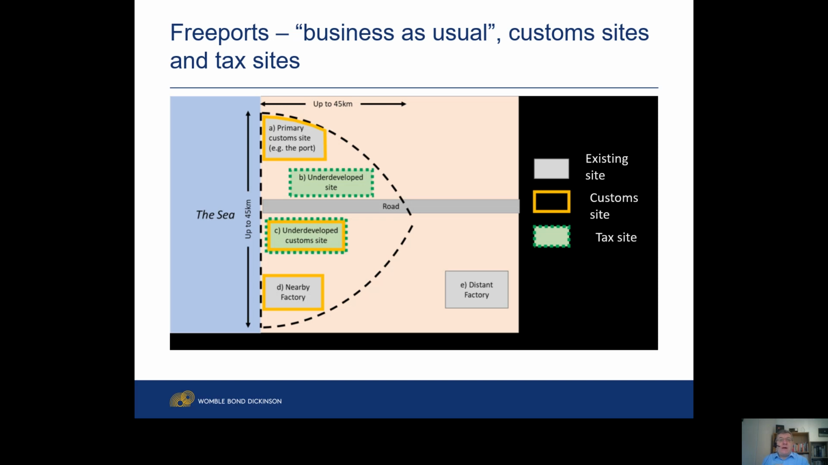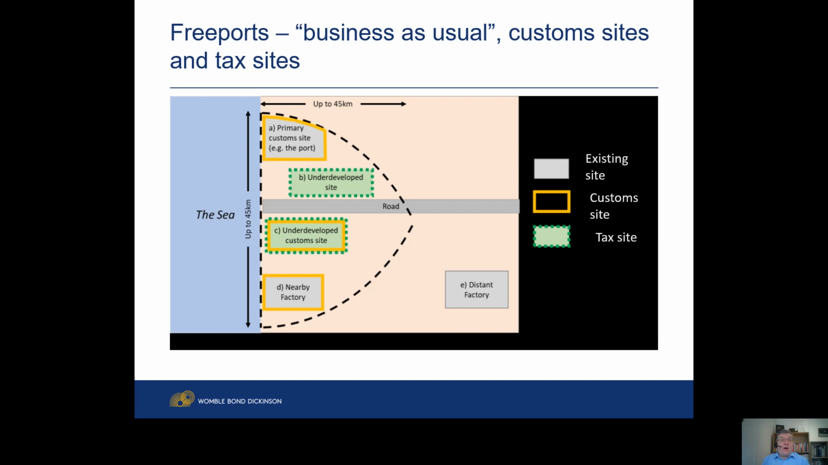Now, if a site is to have both sets of benefits, then it must have both sets of authorizations and operating procedures. So on the diagram on screen at the moment, we have an area of land which is labeled as the undeveloped site, which is only a tax site. And that's an area where, for example, streamlined planning permission would assist along with business rates relief, along with employers' national insurance reliefs to promote regeneration.